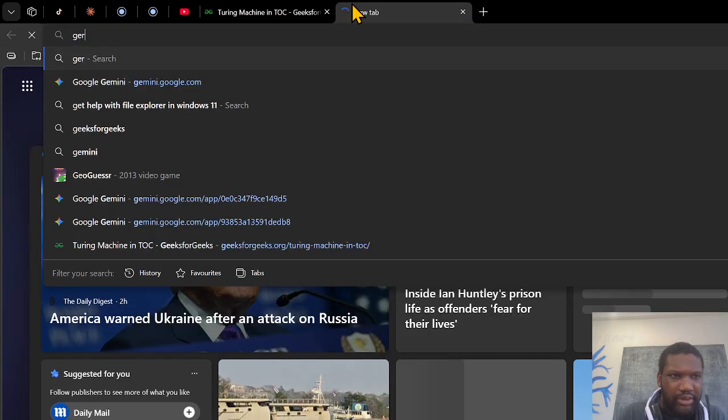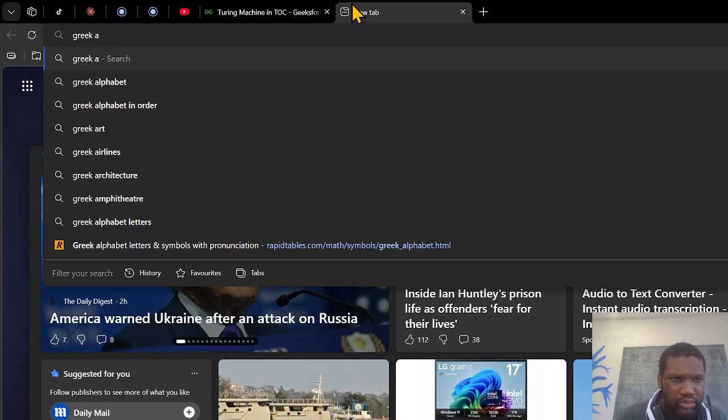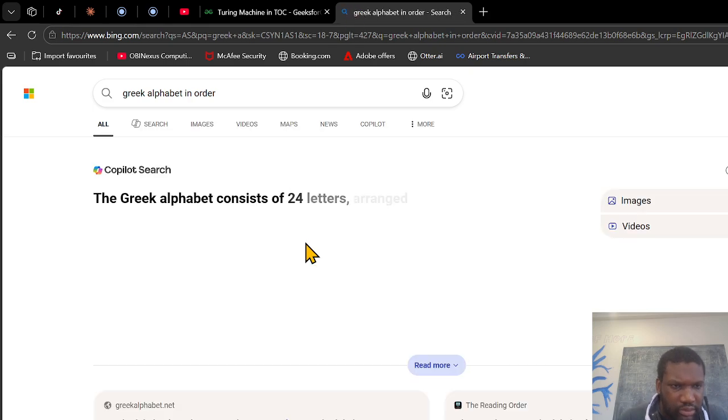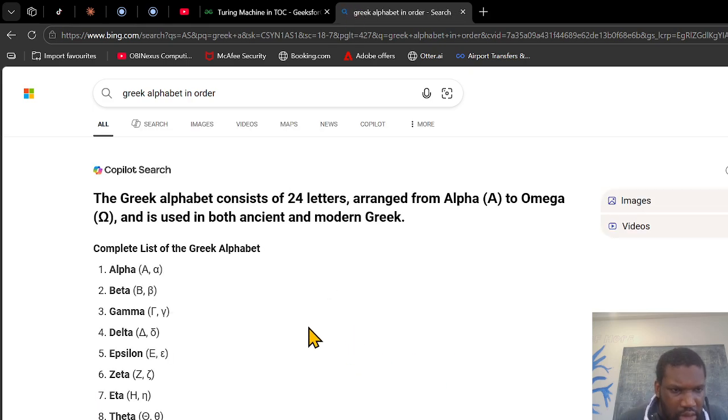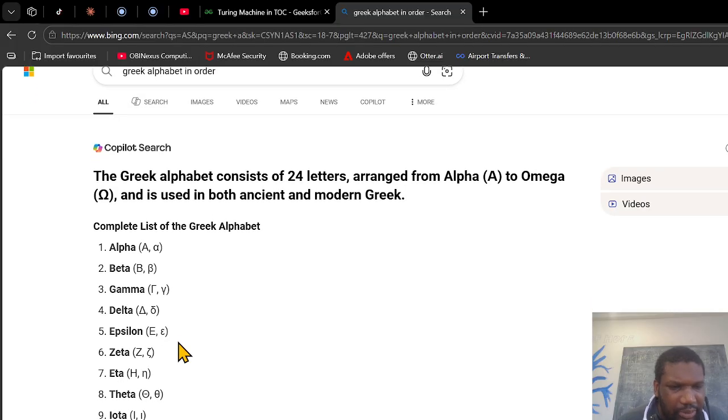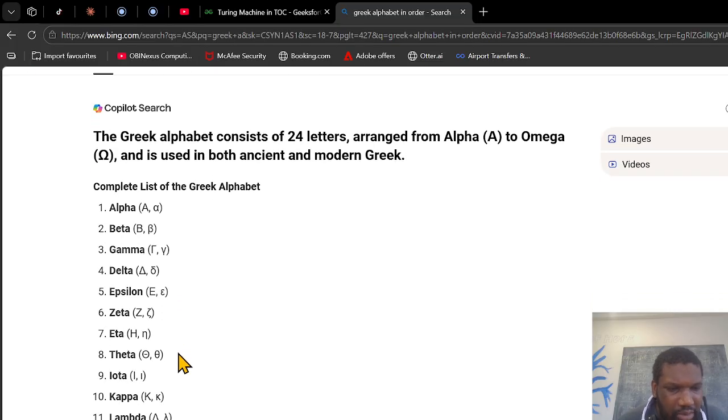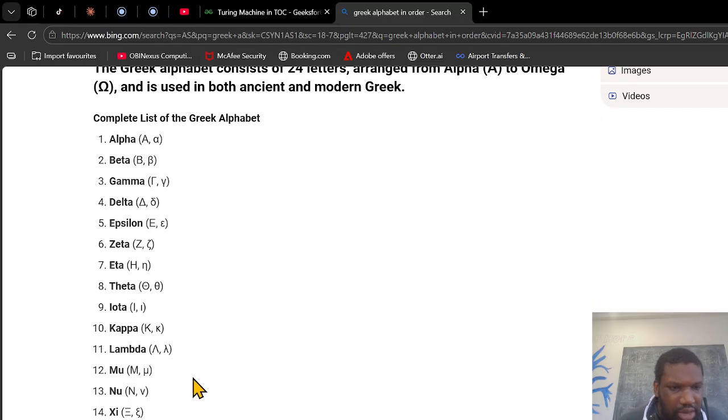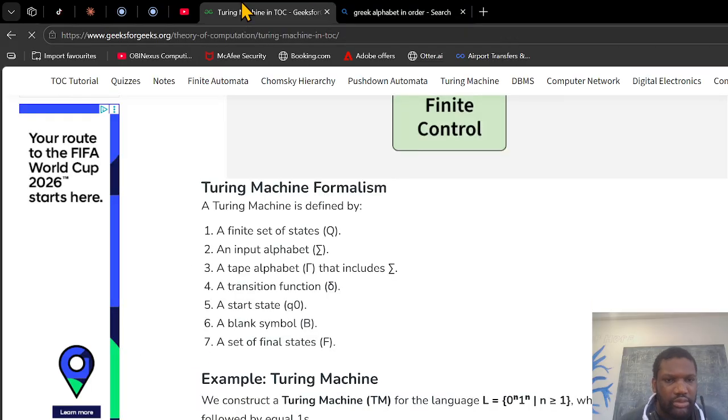This is the Greek alphabet in order. Yeah, this is delta. So gamma, delta, epsilon, zeta, eta, theta, iota, kappa, lambda, mu, nu.